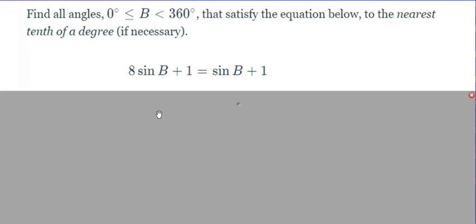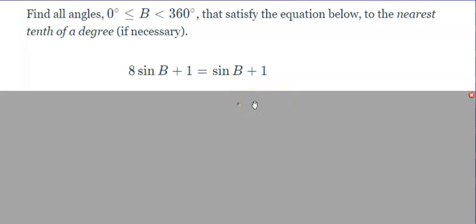So here's our first example. You have this problem that says find all angles between 0 and 360. So in other words, you will have answers that range between 0 answers, 1 answer, or 2 answers. Those are your 3 options. And you're not just going to determine how many answers you have, you're actually going to solve for them. So here's the original problem. You have 8 sine b plus 1 equals sine b plus 1.